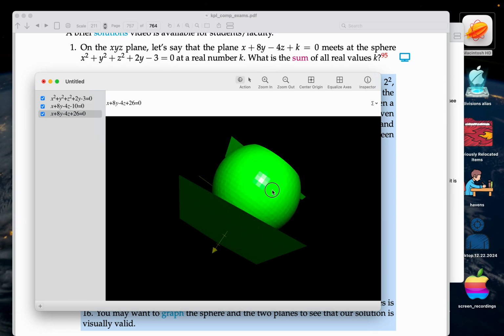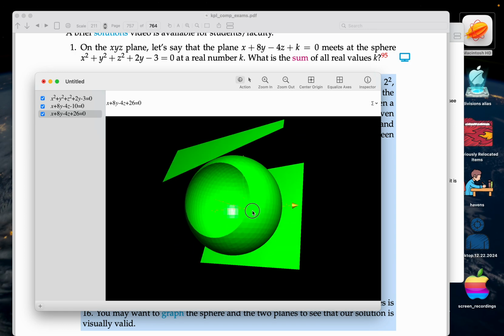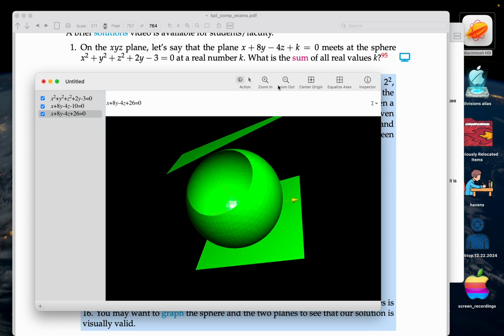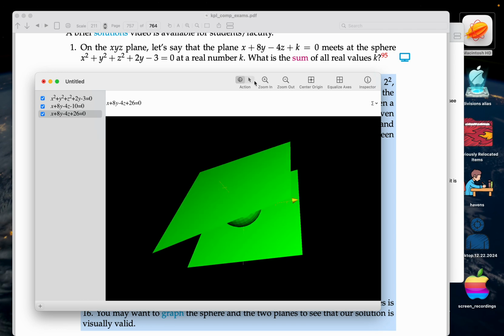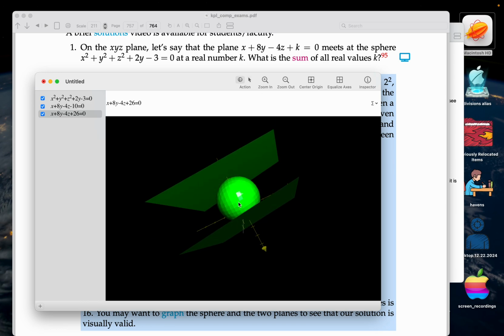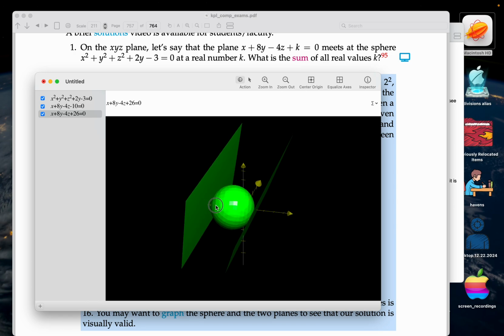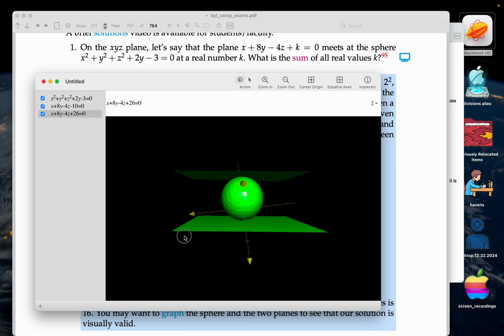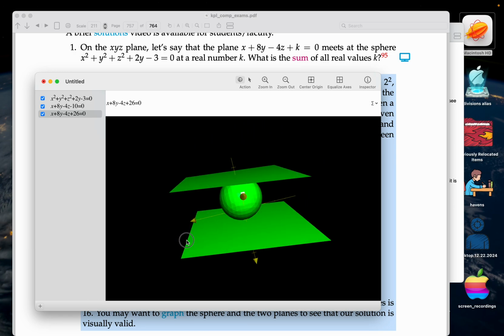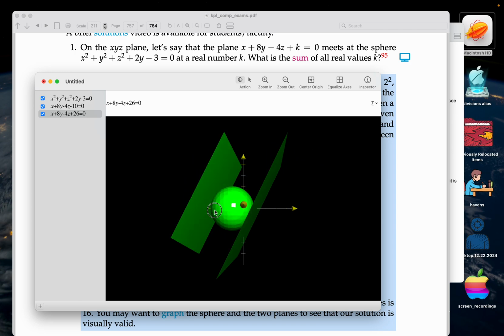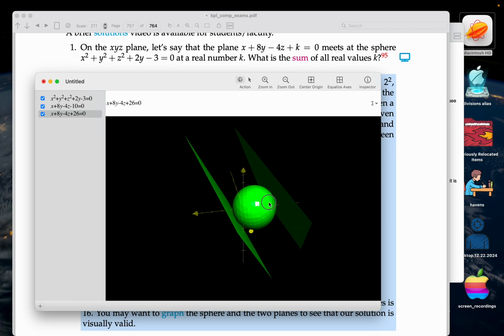Well, that was hard, wasn't it? Oh, you know what? I went too far with that. Let me zoom out. All right. And again, it's nice to have software to look at things and get some visual understanding of what we're looking at over here. A sphere and two planes, and those two planes are touching.